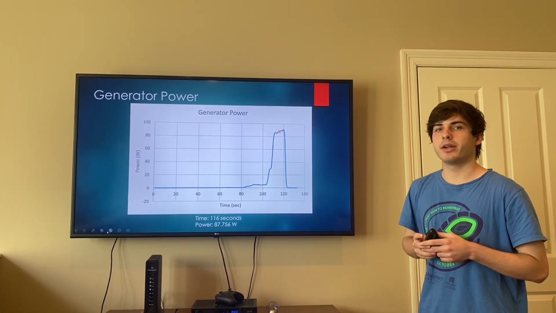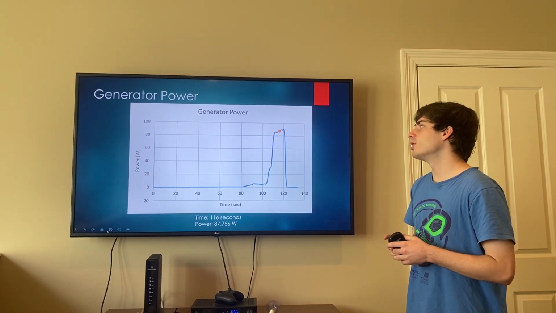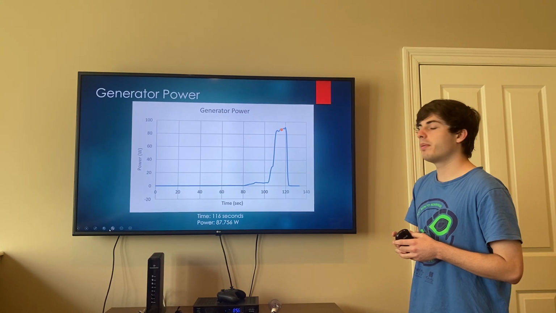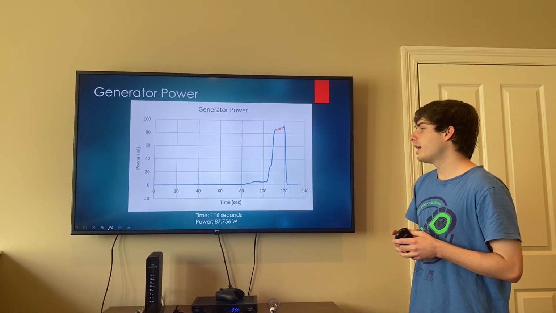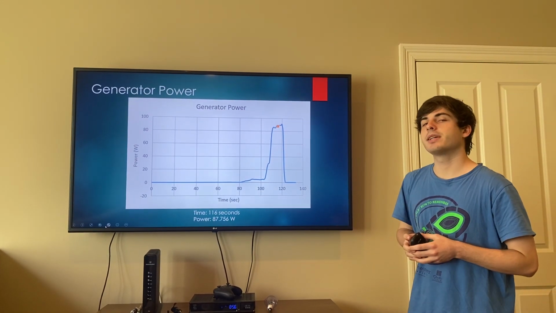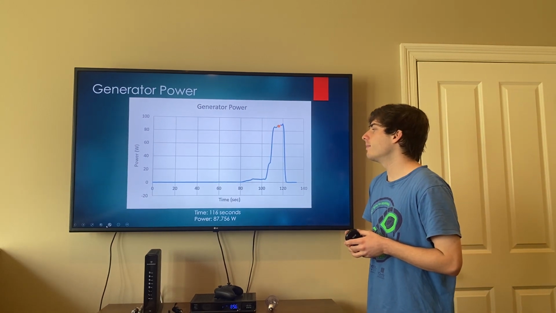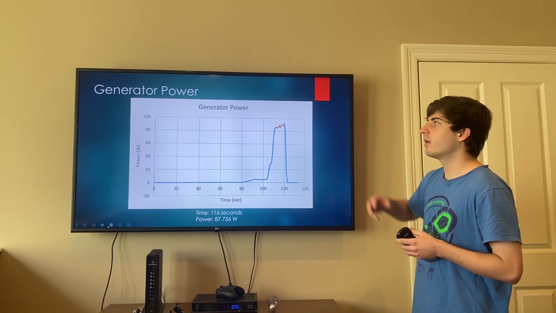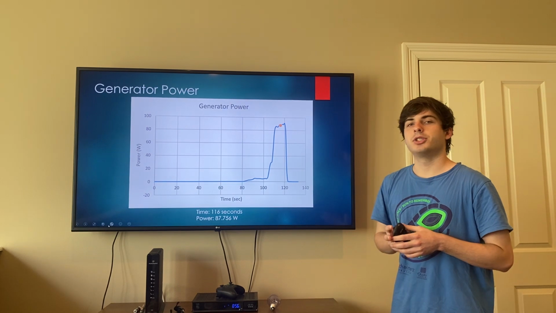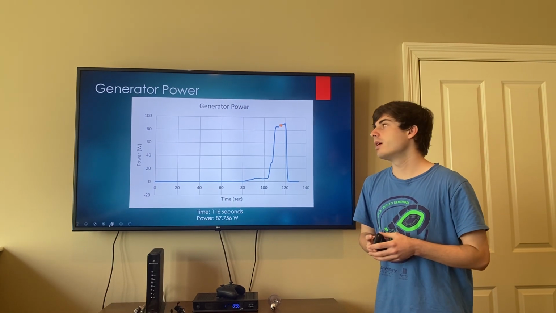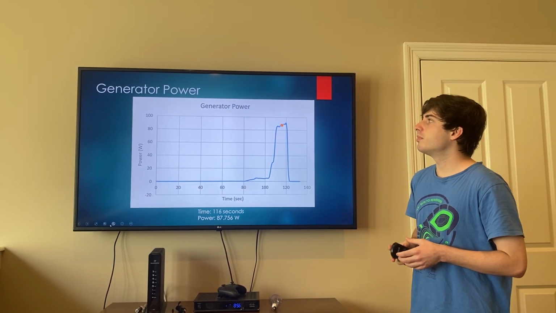Our power is dependent on both our voltage and current, so we know how our power is supposed to behave. We came out to a peak value of 87.7 watts over time, and we can see there's a massive spike in power as our generator RPM increases over time. And so this really concludes most of our data.